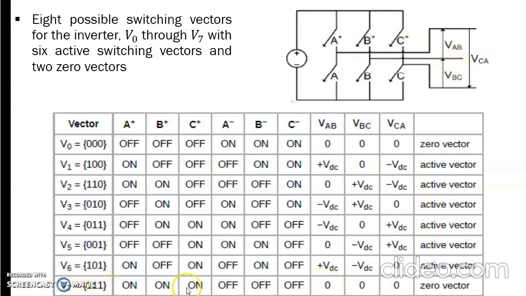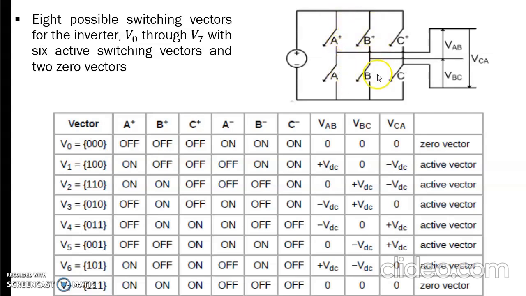V7 is 111, all the switches are on. If any one of the switches from one leg is on, that means there will not be any output voltage. All the switches on means this becomes a direct short circuit. You cannot achieve such an operation, that is, A plus and A minus on at a time. That will result in a direct short circuit.